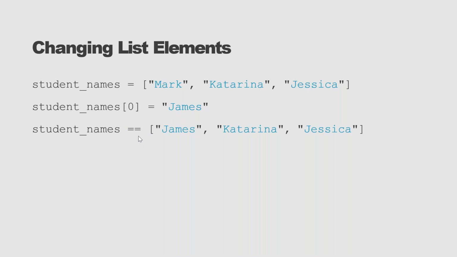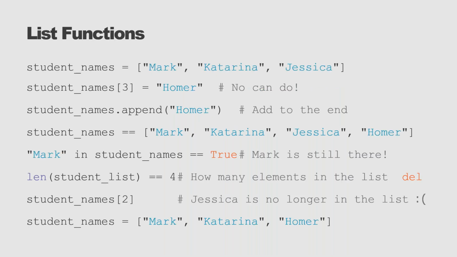And so why can you change the list? Because it's mutable. There's something which you cannot change, which is immutable. Look at the list functions here. There are multiple list functions. Get comfortable with them.